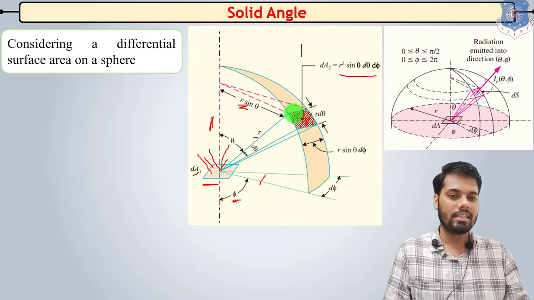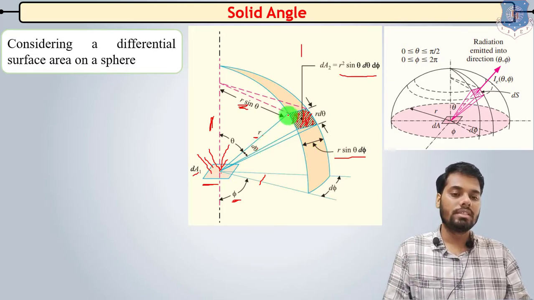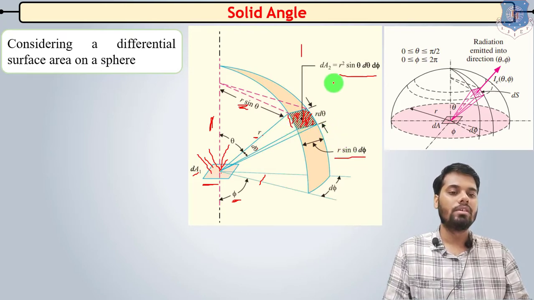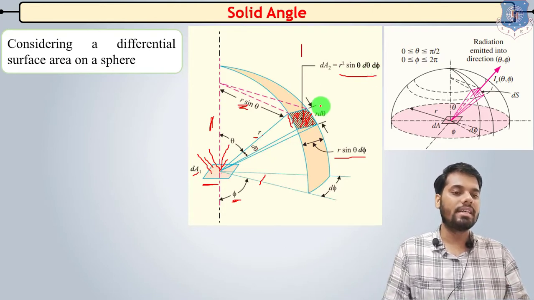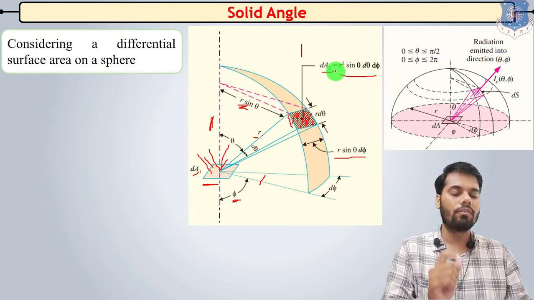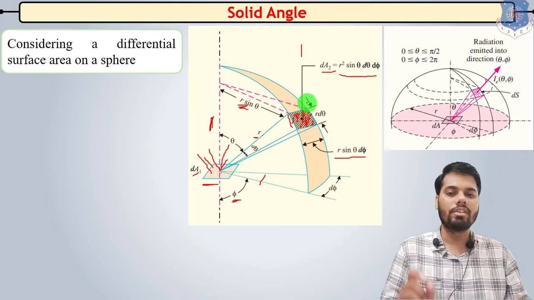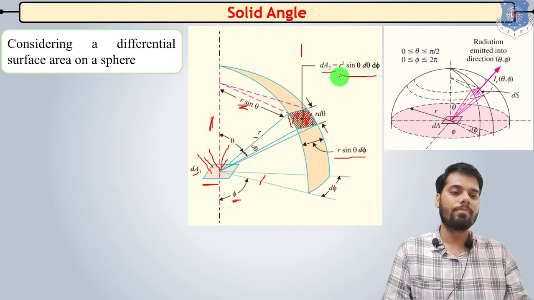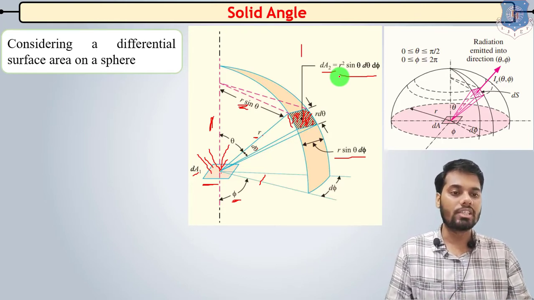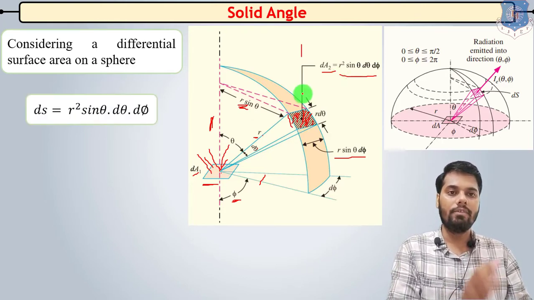As this is r sin theta and this angle is d phi, this side would become r sin theta d phi, as we have already studied in spherical coordinates. This is r, this is d theta, so this will become r d theta. So r d theta into r sin theta d phi will give us r square sin theta d phi. The multiplication of two sides will give the area of this differential surface. Clear? So this is how we find the value of dA2, which is r square sin theta d phi.